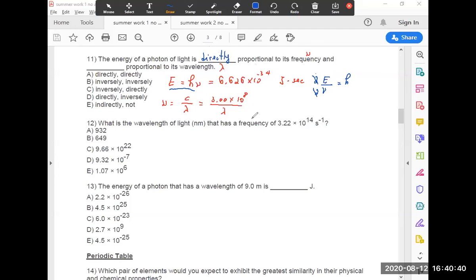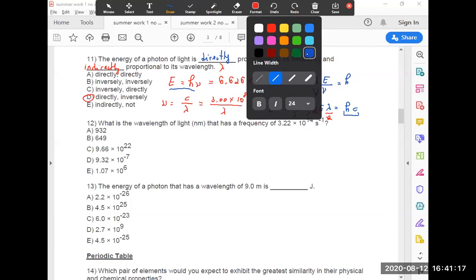Now instead, what happens to the wavelength? Well, E can also be expressed as h times c over lambda, which means that E times lambda is going to be equal to hc. This is also a constant. So if I multiply E by 2, for example, I have to divide lambda by 2 in such a way that they cancel out. So this one is going to be inverse instead. So directly and inversely, this is the D.